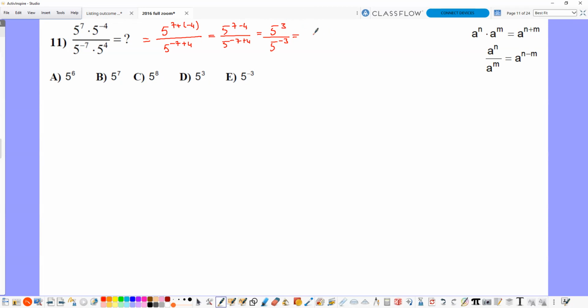With respect to this one, since this is division, in division you should subtract the powers. So it's going to be equal to 5 to the power of 3 minus minus 3, which is equal to 5 to the power of 3 plus 3, which is equal to 5 to the power of 6. So the answer is A.